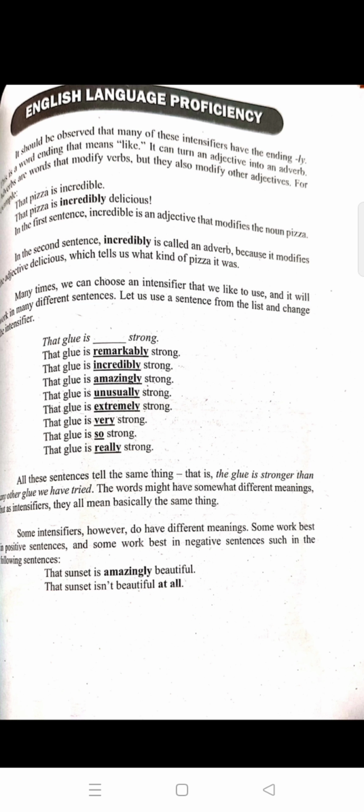Some work best in positive sentences, and some work best in negative sentences, such as in the following. The sunset is amazingly beautiful. So kapag positive yung iyong sentence, you use amazingly, but the sunset isn't beautiful at all. So fitted lang yung at all if you use a negative sentence, only in some examples. So those are your connectors, determiners, intensifiers, and auxiliary verbs.